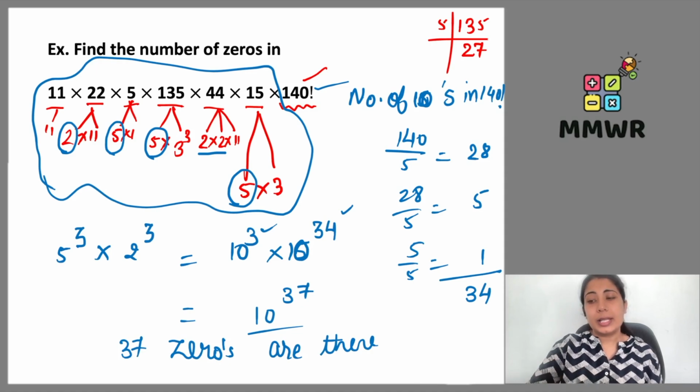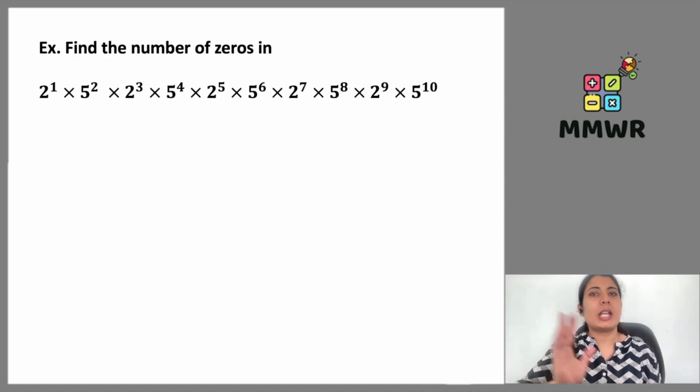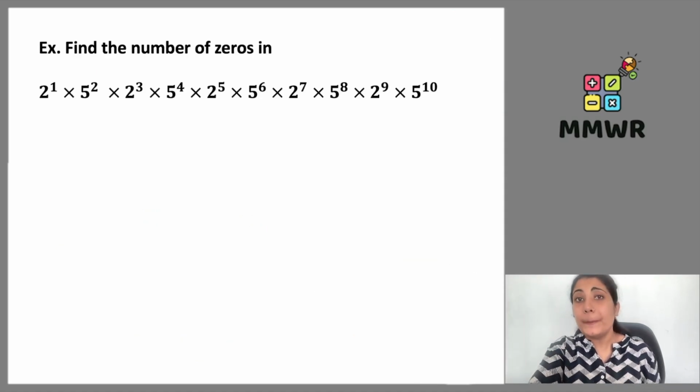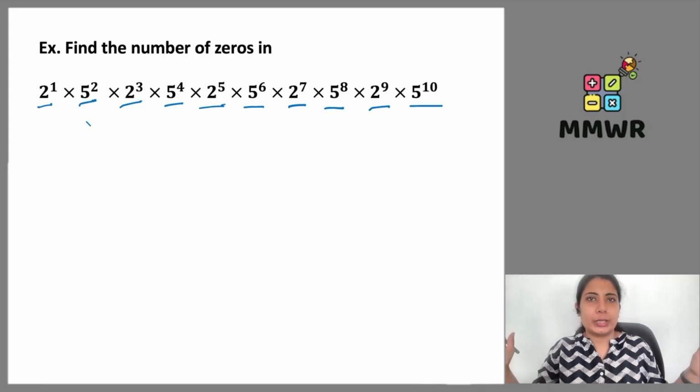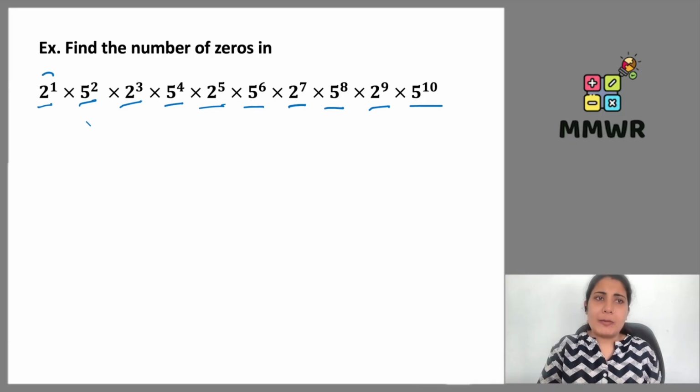Okay, let's move to another problem, which is the last problem of this topic. Number of zeros we will be finding here as well. 2 to the power 1, 5 to the power 2, 2 to the power 3, 5 to the power 4, 2 power 5, 5 power 6, 2 power 7, 5 power 8, 2 power 9, 5 power 10. So you can see here we have only 2 and 5, right? So what powers we have?